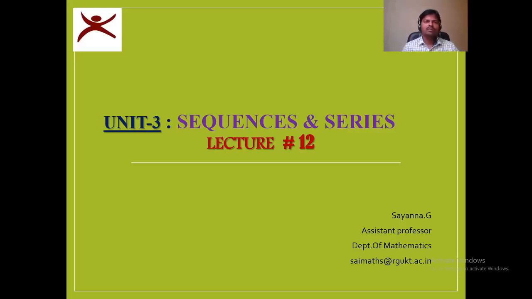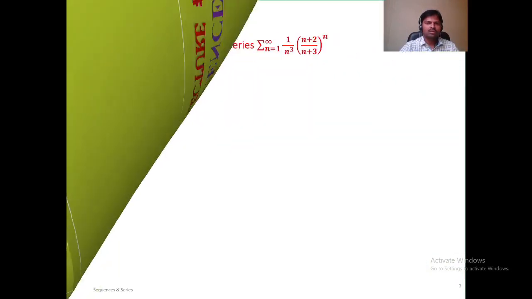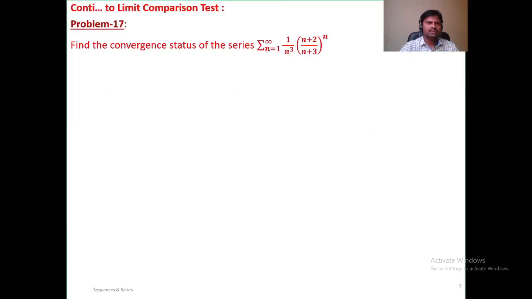Hi everyone. Now we are at lecture number 12, sequences and series. So, continuation to last lecture, that is comparison test, problem number 17. Look at this problem. Find the convergence status of the series 1 upon n cube, (n plus 2 upon n plus 3) whole raised to n.